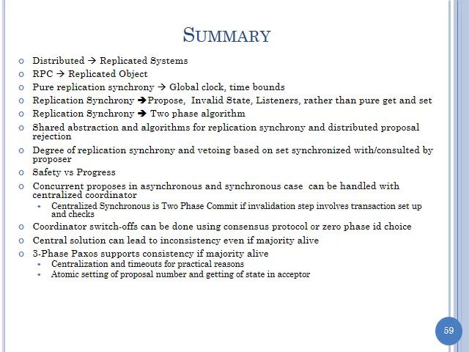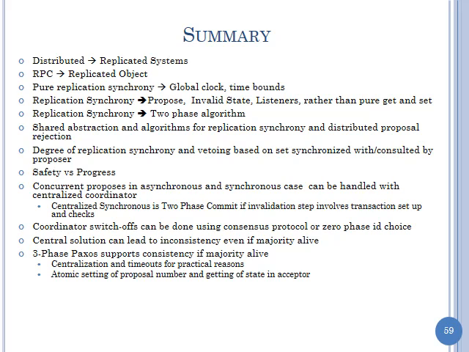If we want pure replication synchrony, we need a global clock. Okay, that's one lesson we learned. Now, if we want impure synchrony, then we need the notion of propose, invalid state, listeners, rather than pure get and set. Okay, so we're not just getting and setting the replicated object, we're going through this process here. Okay? And the replication synchrony involves then a two-phase algorithm. And if you want to reject a proposal, you also need a two-phase algorithm. So these two things are combined together.